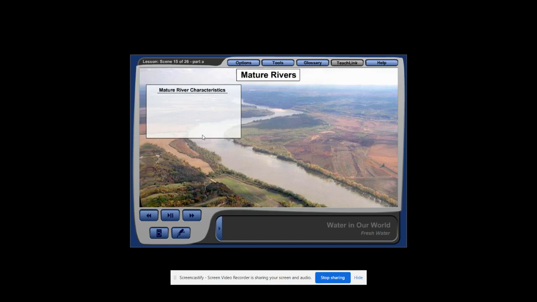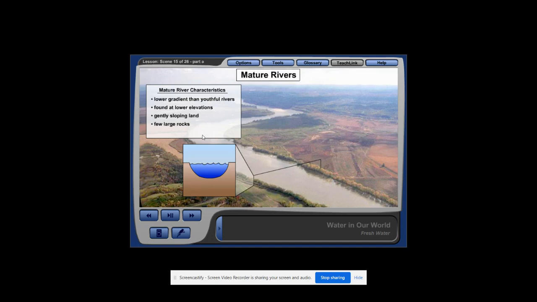Mature rivers usually have a lower gradient than youthful rivers and tend to be found in lower elevations, like on gently sloping land. Most of the large rocks and boulders that were present in the youthful river have been eroded away by abrasion. Mature streams tend to erode soil and rock from the sides of the channel more than from the bottom, which makes the channel wider than it is deep.